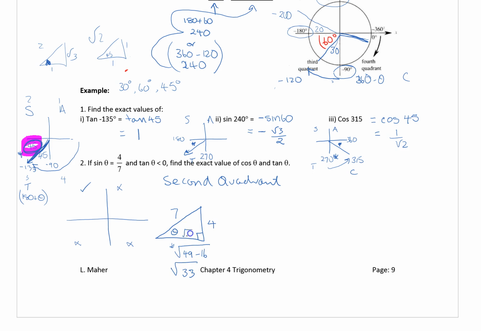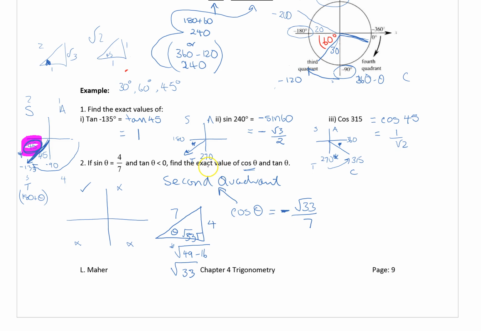I'll just sit that in there a little bit closer. Root 33. Now, cos of theta, we'll read directly from our little right angle triangle. Here's theta. Cos is adjacent over hypotenuse, so it's root 33 over 7. But what do we know about the cos in the second quadrant? Cos in the second quadrant must be negative.